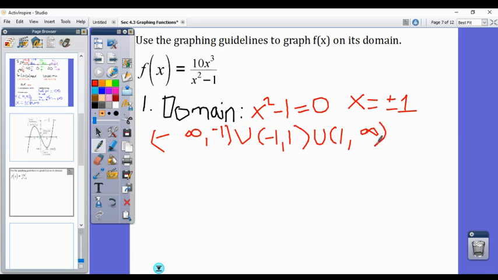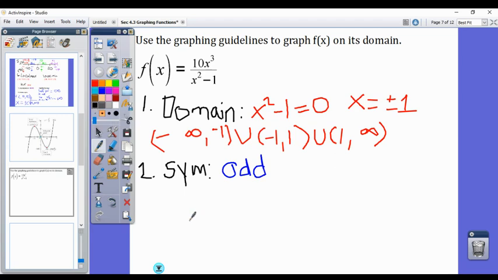All right. The next thing that we're going to look at is our symmetry. And this, we're going to focus on the numerator in this case, and the numerator is odd. So this is odd. Okay. Number 3, we need to take the first derivative and the second derivative.